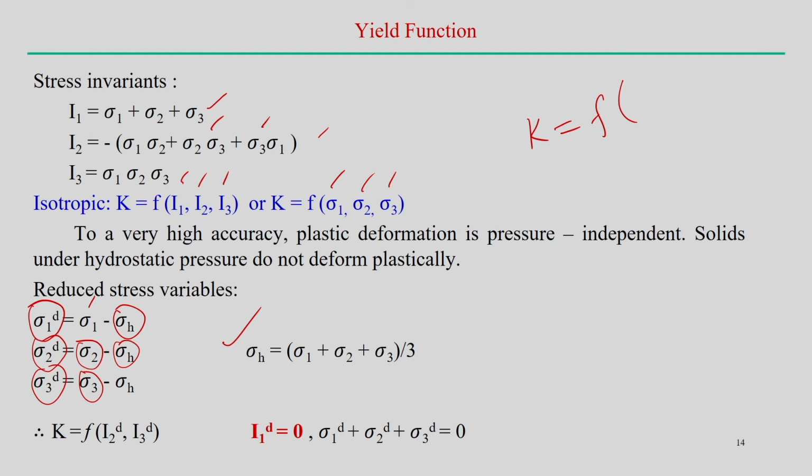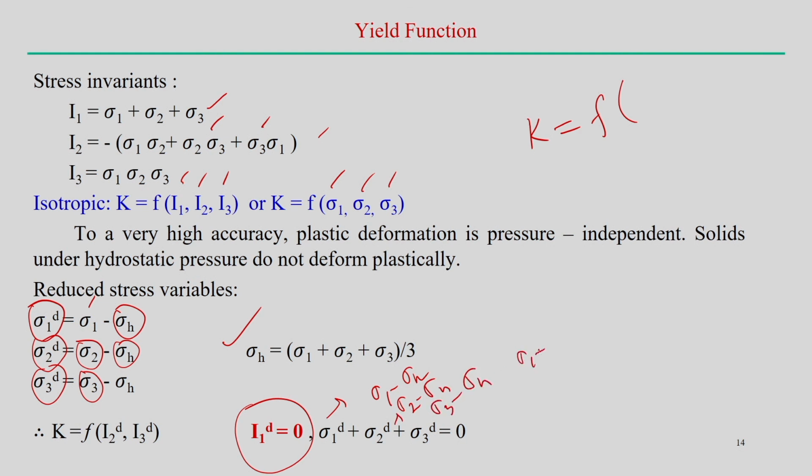But if you look into the stress invariant for the deviatoric component, I1d, which is simply the first stress invariant in the deviatoric components, that is equal to 0. If you put in the values, sigma 1d equals sigma 1 minus sigma h, the hydrostatic component. Similarly, sigma 2d is sigma 2 minus sigma h, and sigma 3d is sigma 3 minus sigma h.